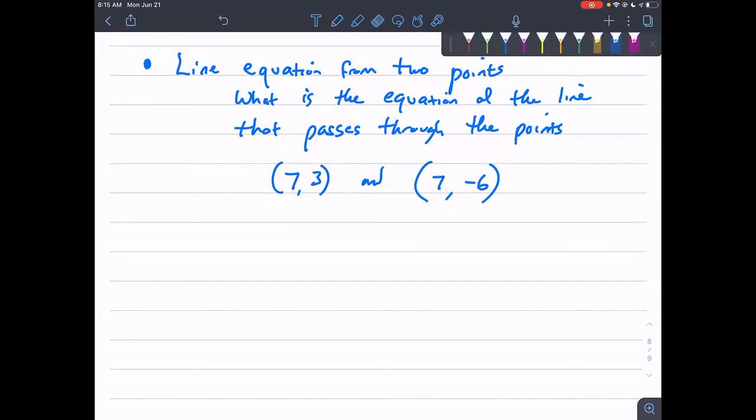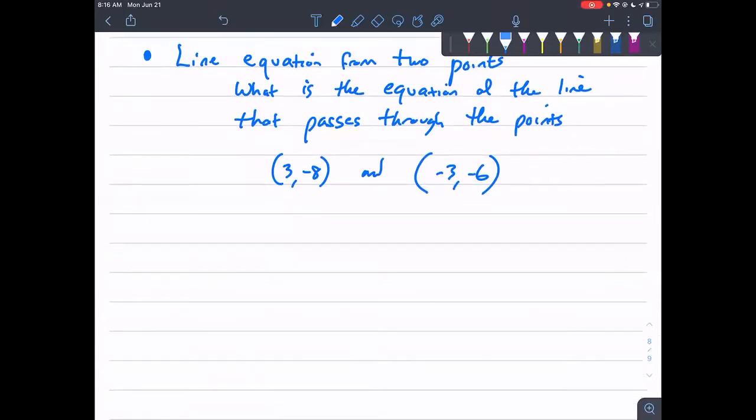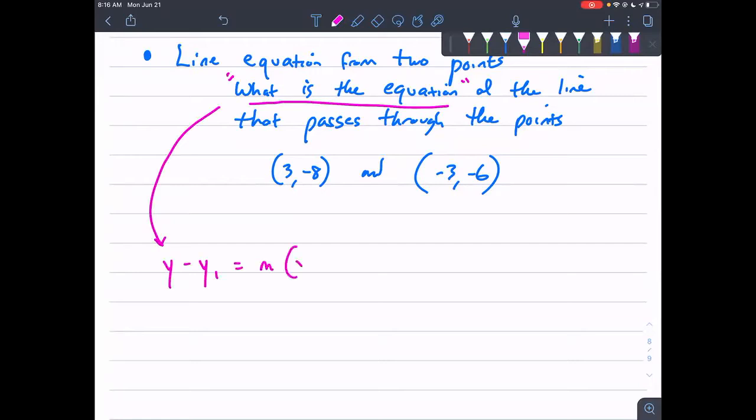Actually, let me do another pair first. So I'm going to change these numbers. Let's do (3, -8) and (-3, -6). Okay, we'll come back to those other ones because it's the point I want to make on those. So here we've got the equation part: y minus y1 equals m times x minus x1. Replacing 3 things on that.